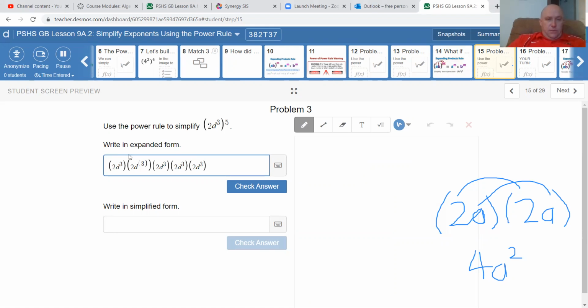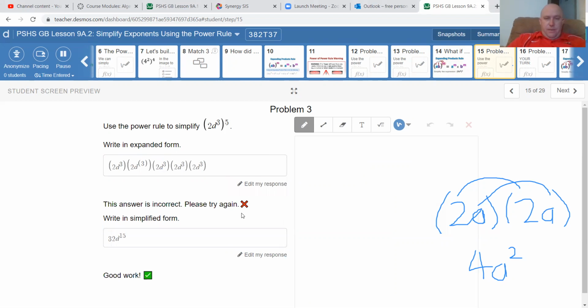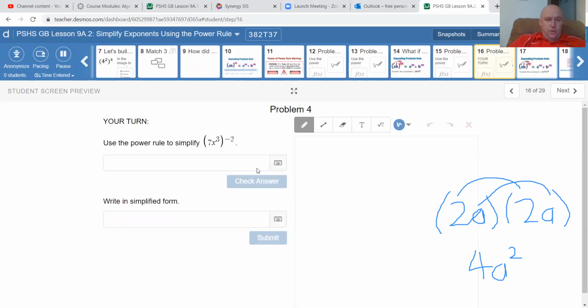So numbers first, 2 times 2 times 2 times 2 times 2 is 32. And then for the d's, we can just add the exponents together. 3 add 3 add 3 add 3 add 3 is 15. And notice we could have got the 15 from 3 times 5. This one probably will say no because I didn't quite type it correctly, but I'm not too worried about the typing. I'm more interested in the method at this point.